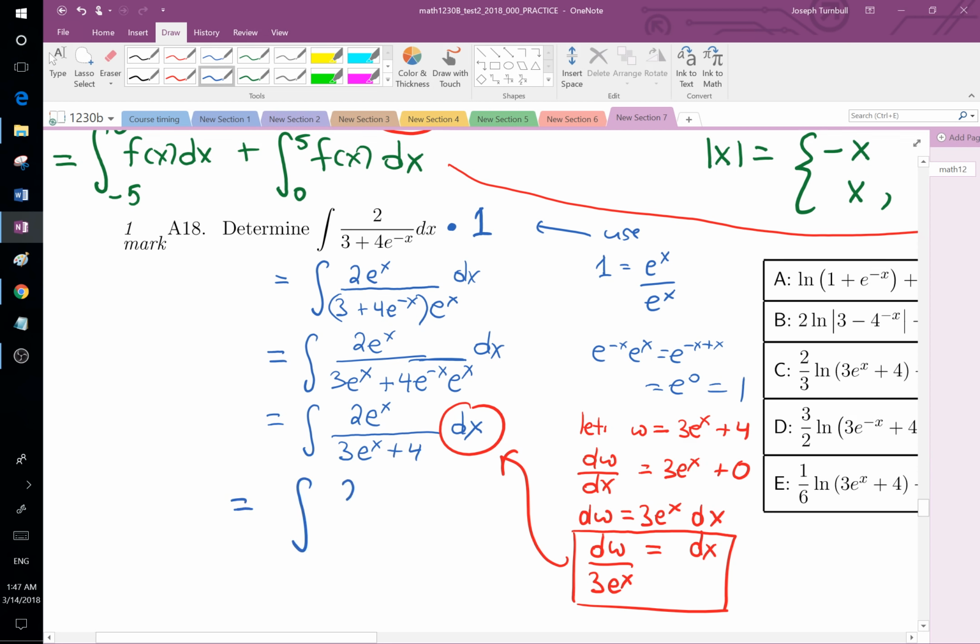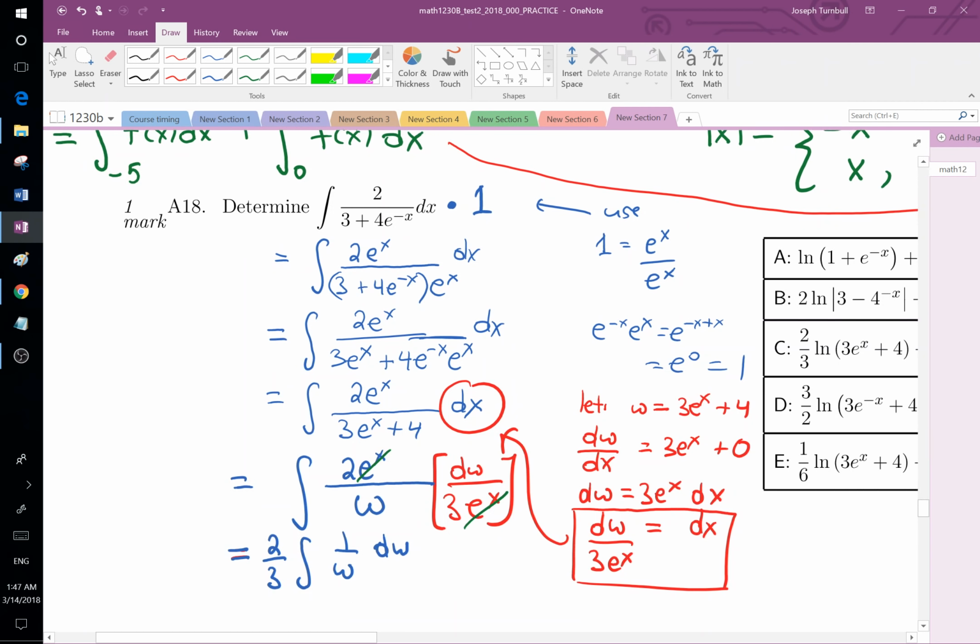Okay, now our 2e to the x survives upstairs for now. We didn't do anything with it. The downstairs got replaced with w, and the dx gets replaced by what was just found, dw over 3 e to the x. We can celebrate because the substitution got rid of all the old variable. All the x stuff is gone. We have a few pieces to worry about. There's a 2 upstairs and a 3 downstairs. We can put both of those constants out front. So 2 over 3, antiderivative of 1 over w, dw.